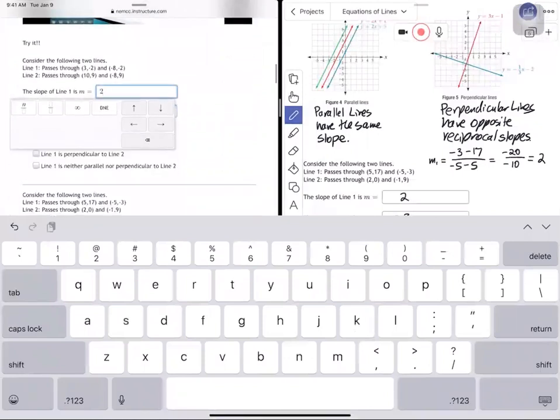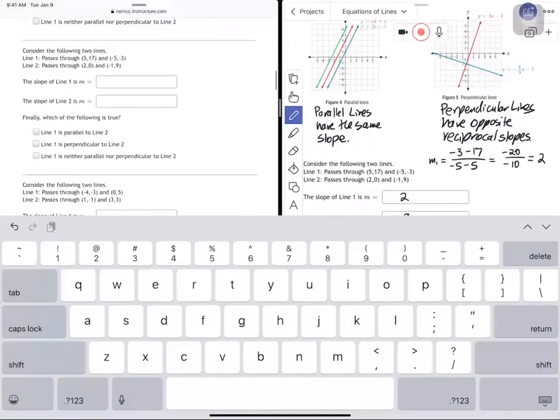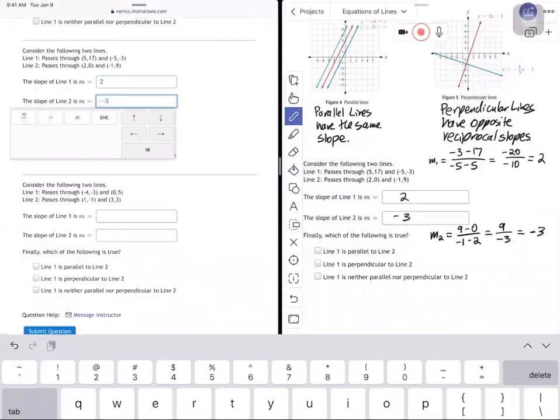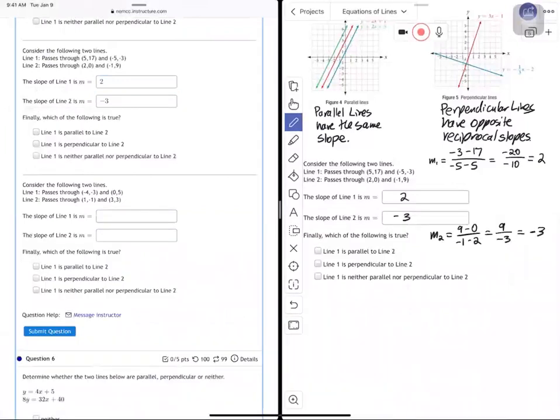I'm still putting these in the wrong place. Let me go down here and find where my numbers are. Okay, so we had 2 for the first slope, and then -3 for the second. And what that tells us is that line 1 is neither parallel nor perpendicular to line 2. I'm just doing that one in the middle.